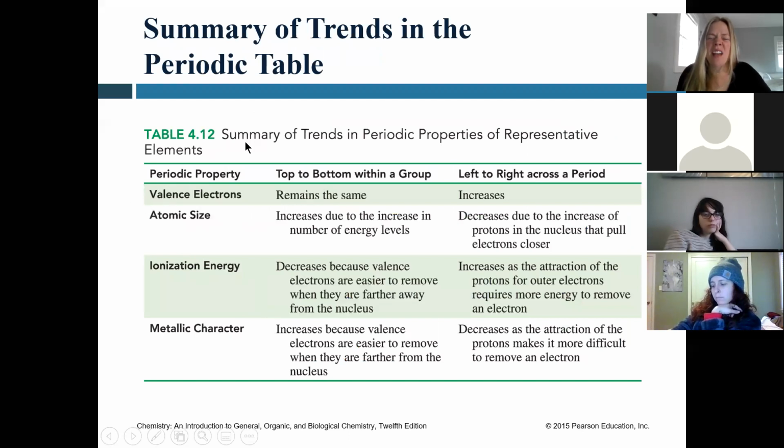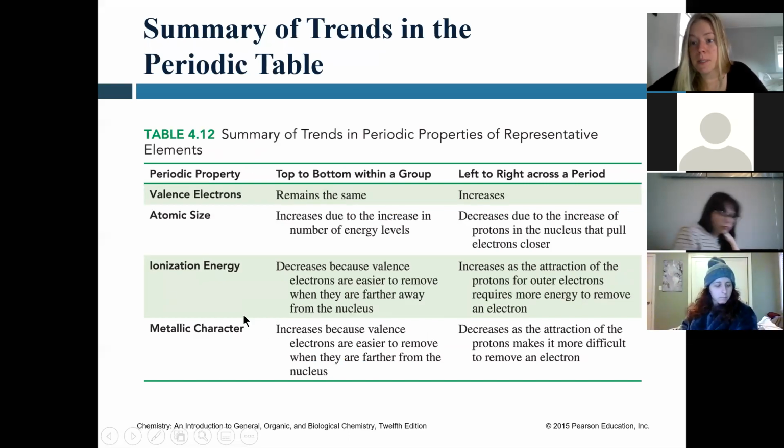Here's a summary of all of those properties that you want to be able to read off the periodic chart. So mark up your periodic chart so that you know all of those, because it's possible that we give you a bunch of atoms and say, arrange them in order of their metallic character, or organize them in size, or which one is easier to take an electron from, things like that.